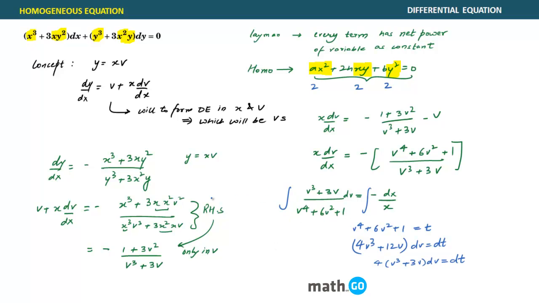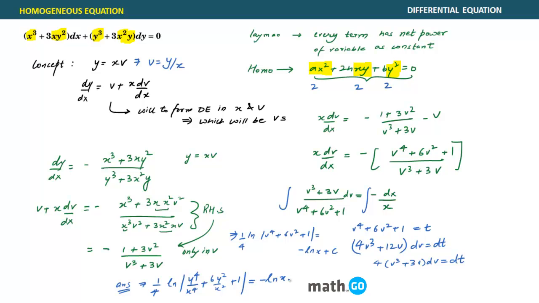So never get confused when you see that this is a very big term. You will automatically get very easy calculation, right? This is the rule. So this entire stuff then becomes ln modulus v4 plus 6v square plus 1, and this 1 by 4 will also come out, right? 1 by 4 is equal to minus ln x plus c. And now just replace the value of v. So what is v here? We can say v is y by x. So the answer that you should finally write is 1 by 4 ln modulus y4 by x4 plus 6y square by x square plus 1 modulus is equal to minus ln x plus c.